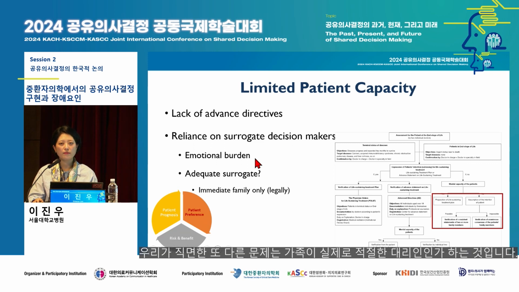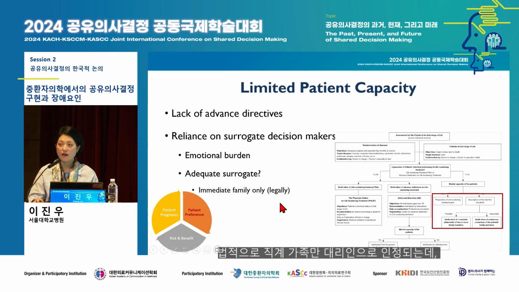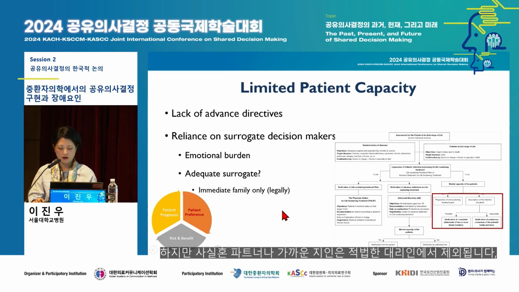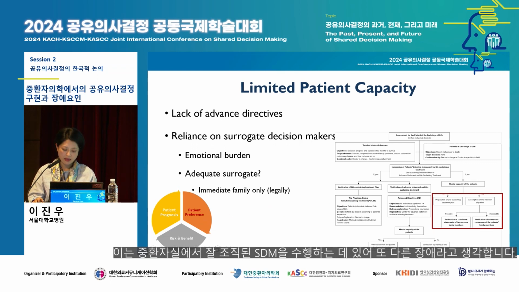And another problem we face is: are they actually adequate surrogates? Because legally, only immediate family is recognized as legally bound surrogate decision makers. But as our culture is changing, more people are not immediate family, but other common law partners or close companions. They might know the patient's preference better, but they're not legally allowed to make decisions for the patients, which is also, I think, another problem in performing a well-organized SDM in the ICU.